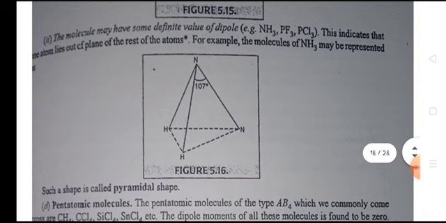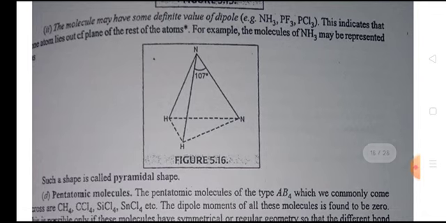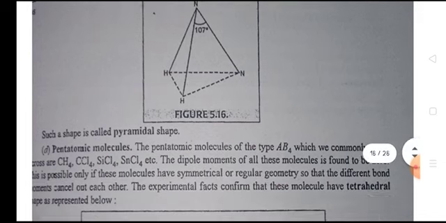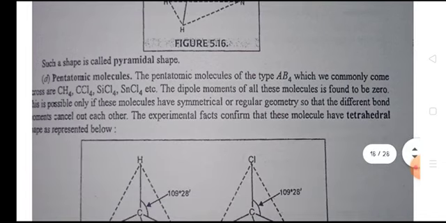The molecule may have some definite value of dipole. This indicates that one atom lies out of the plane and the rest are in the plane, and the shape is called pyramidal shape.